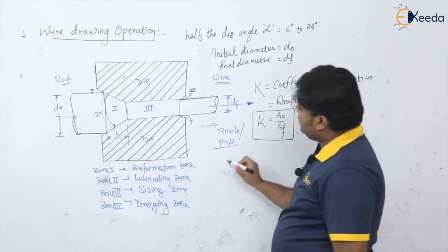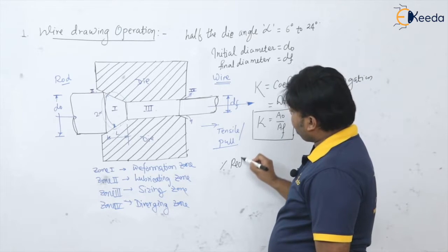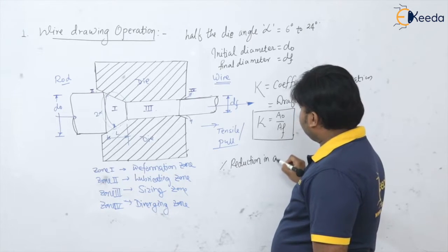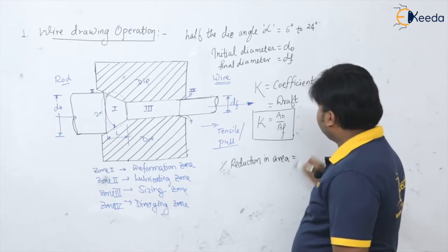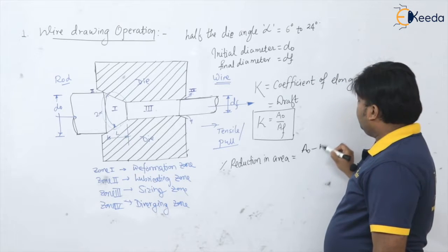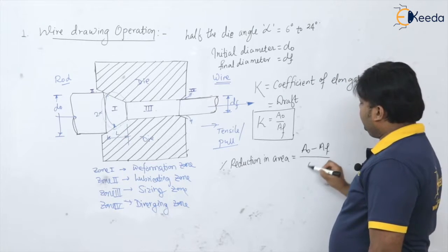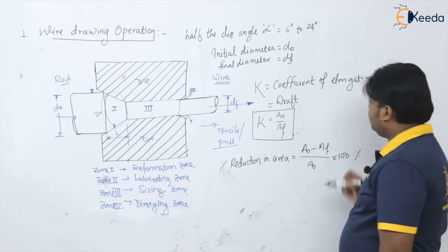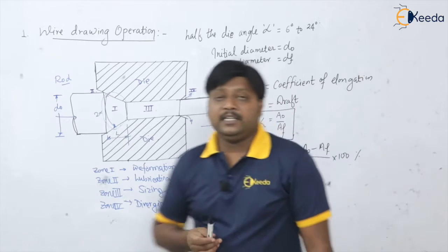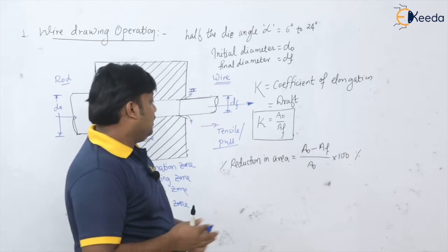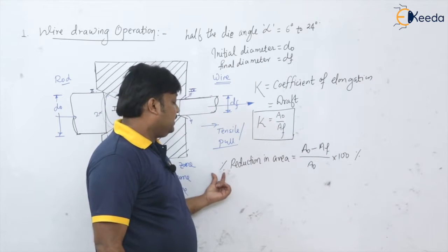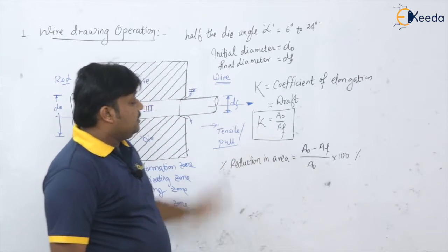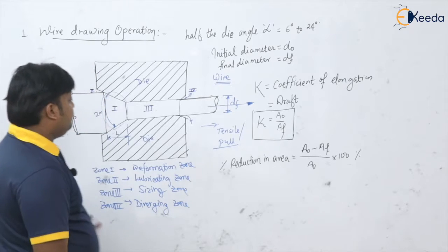And what is the percentage reduction in area? We have it as A original minus A final divided by A original, into 100. It is in percentage. So K is the coefficient of elongation. The percentage reduction in area we get as original area minus final area divided by original area.